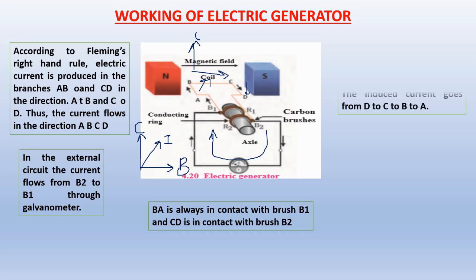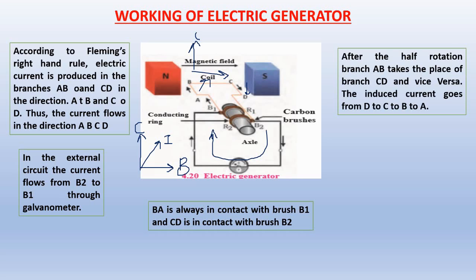Okay. Now what happens after the half rotation? AB takes the place of branch CD and vice versa. This AB will come to the position of CD and CD will come to the position of AB. That means after 180 degrees, that means after half rotation. So what happens to the induced current? The induced current goes from D to C to B to A.